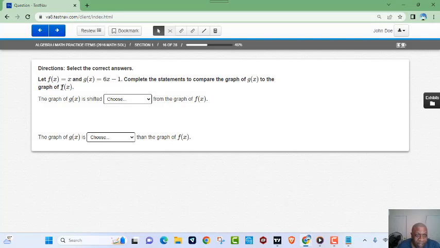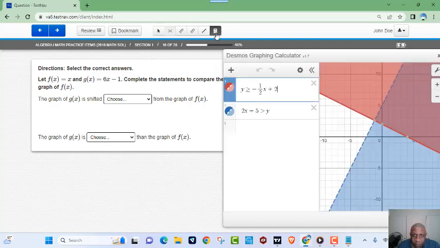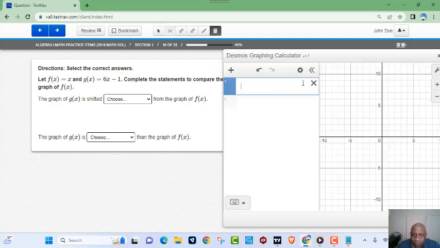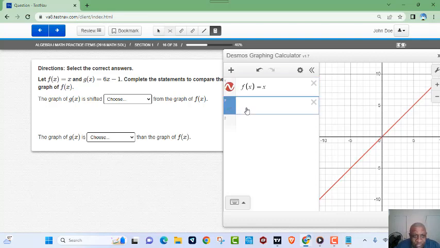All right, let f of x equal x and g of x equal 6x minus 1. Complete the statements to compare the graph of g of x to f of x. All right, let's just pull up DESMOS real quick again, and let's do some graphing. Now, f of x equals x is simply just y equals x. Just a straight line right through the origin, diagonal line through the origin, I should say. And then g of x equals 6x minus 1. All right, so both of those there.